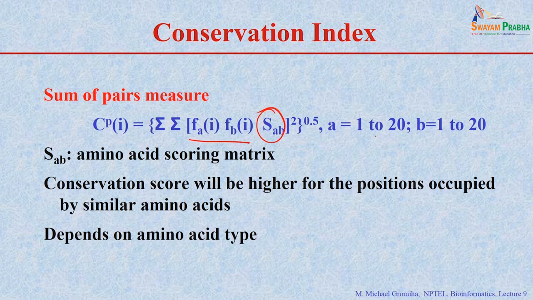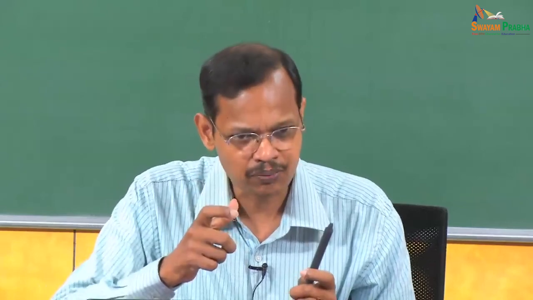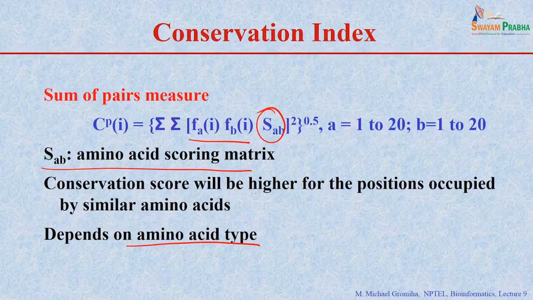So, we use these numbers A, B, where A equals 1 to 20 and B also varies from 1 to 20. We use any scoring matrix and then give the weightage based on the aligned positions, and you can calculate the score. This also depends upon the amino acid type. If the conserved position does not have the same residues but similar residues are present, then we get a high score. So, the value will be high if the positions are occupied by similar amino acids.